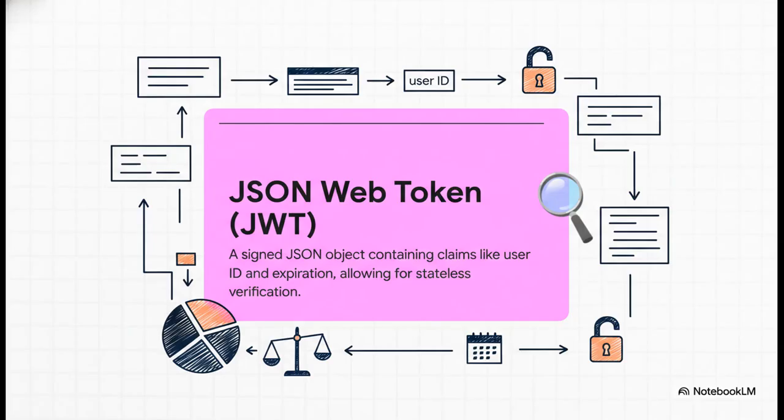Okay, let's be crystal clear on this one, because it's a huge point of confusion. A JSON Web Token, or JWT, is not an authentication method. It is a token format. It's a standardized recipe for creating these self-contained tokens. At the end of the day, it's just a signed JSON object that carries information, we call them claims, like the user's ID and an expiration date which the server can trust and verify all on its own.